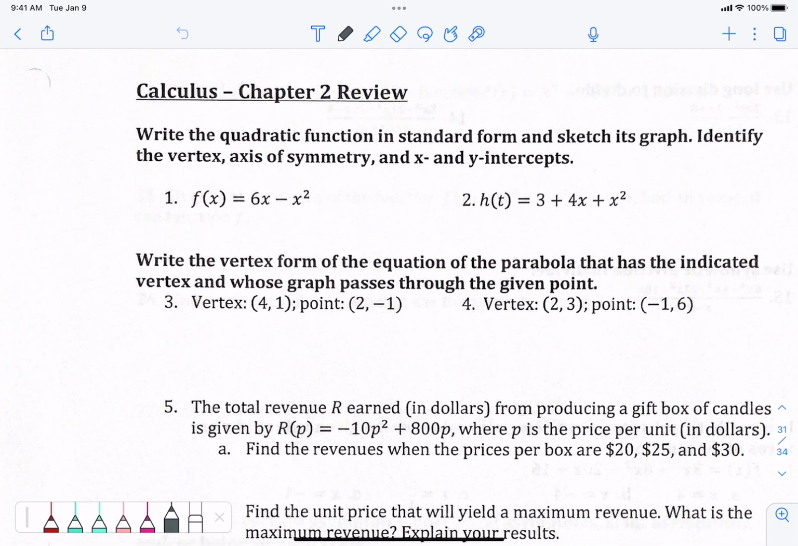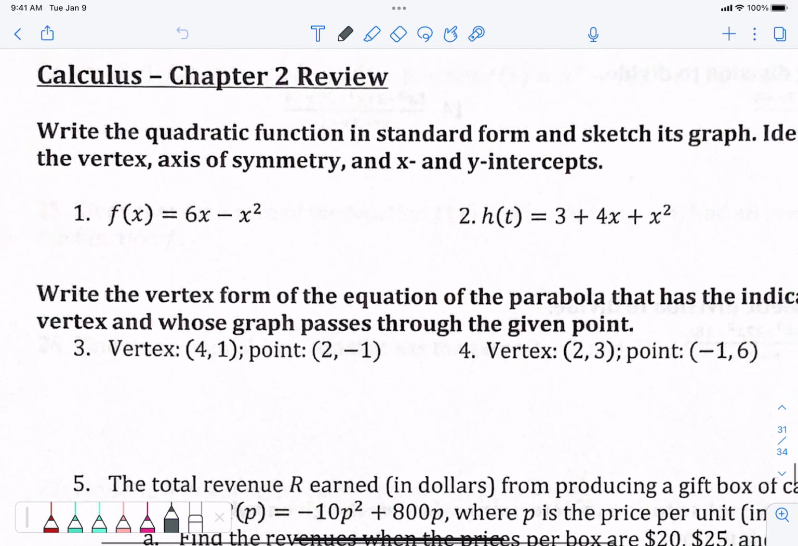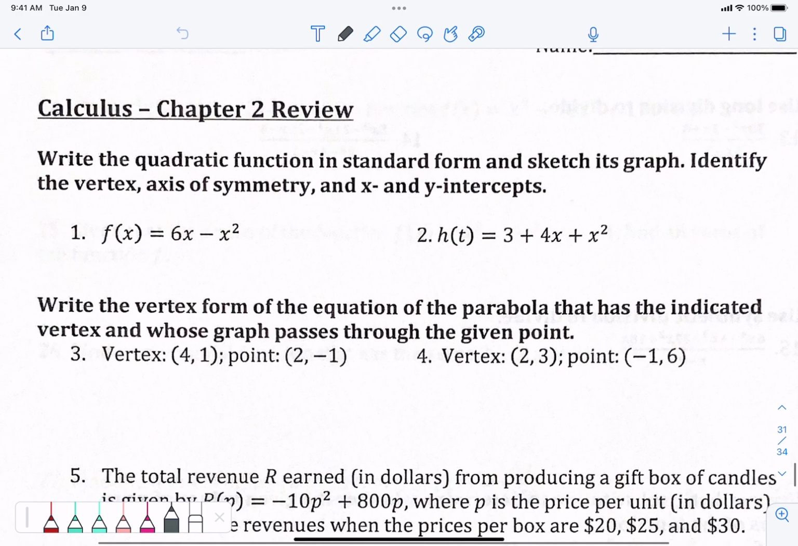Here we go. Write the quadratic function in standard form and sketch its graph. Identify the vertex, axis of symmetry, and x and y intercepts. They are both in standard form, but I'm going to switch them around to make them look like that instead: negative x squared plus 6x. I'll find the vertex, axis of symmetry, x-intercepts, and y-intercepts.